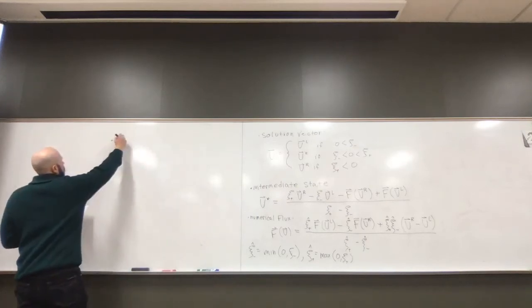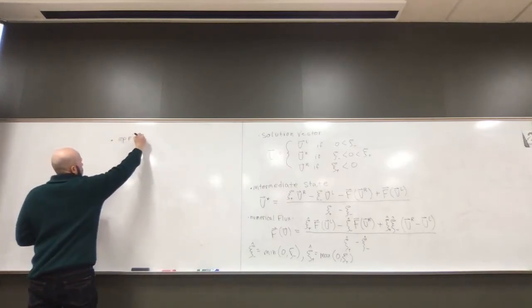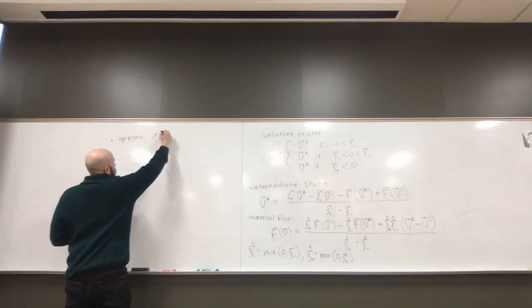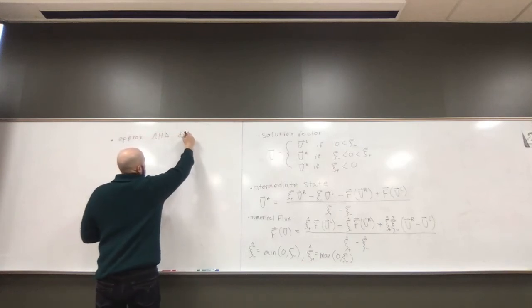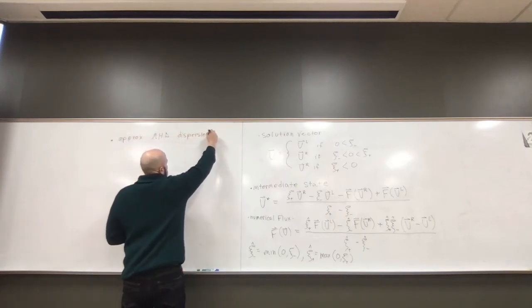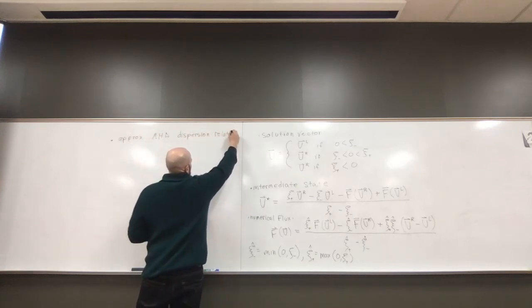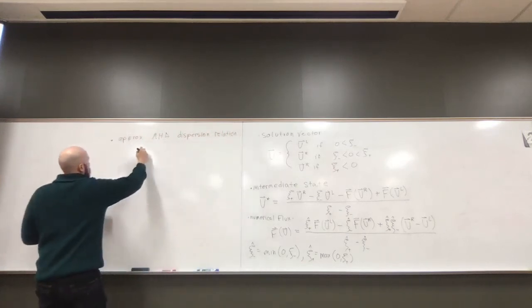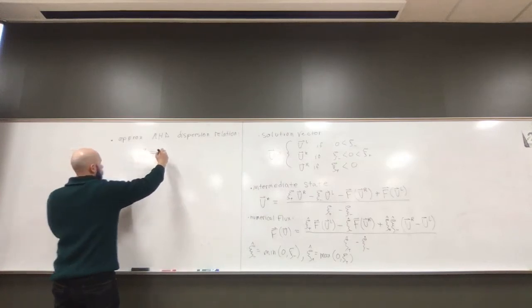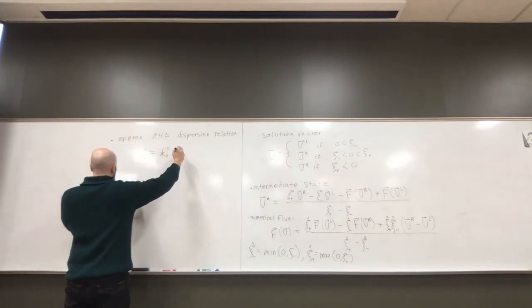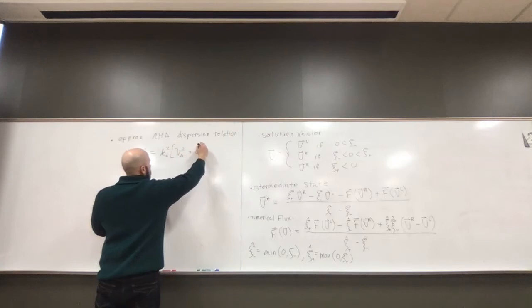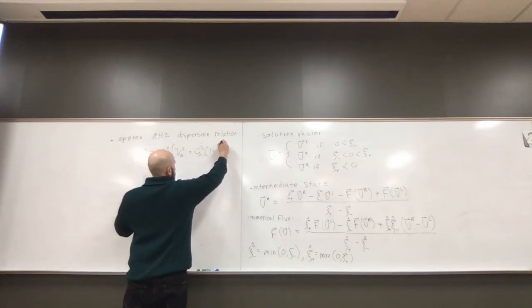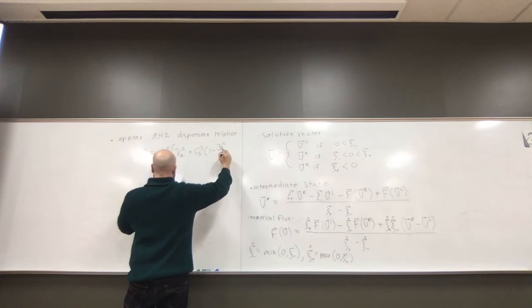Okay, so first we're going to start with an approximate MHD dispersion relationship, which describes how the waves behave in MHD. And that's going to be omega squared is equal to k, the wave number squared, times the Alfvén speed squared, plus the sound speed squared, 1 minus the Alfvén speed squared over the sound speed squared.